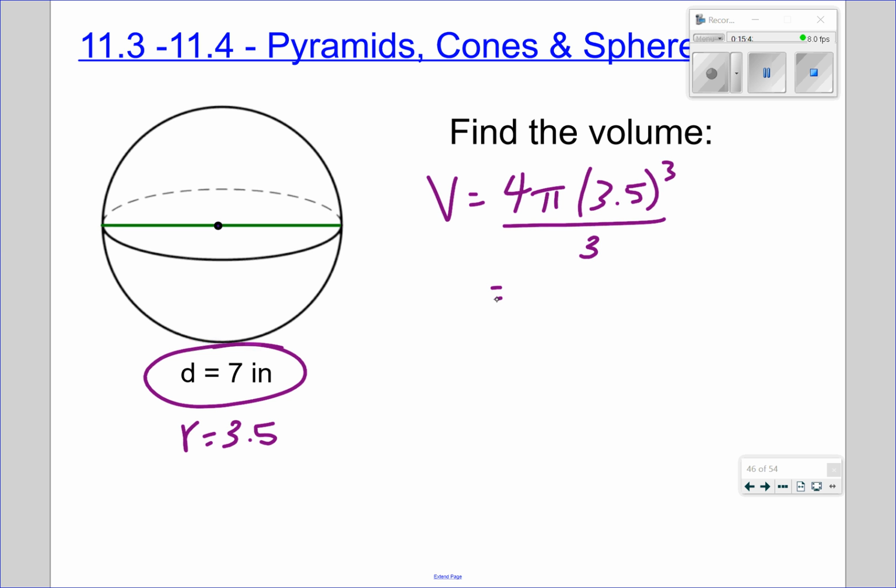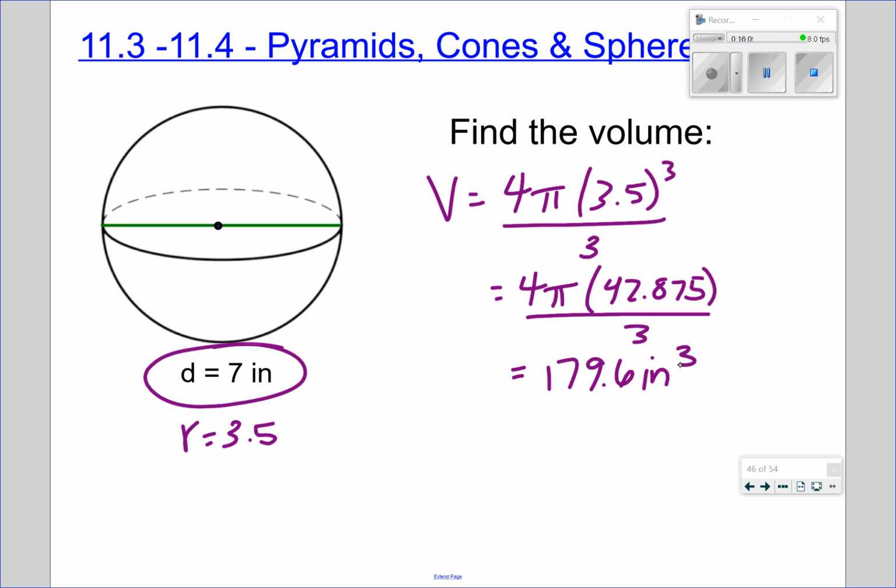This time, I like to take care of the cubed first, just so I don't mess it up. This would be 4 times pi times, and don't round this number, keep this as exact as possible. Some of you will just put it straight into your calculator, that's fine. But 3.5 cubed is actually 42.875. Then you can put all this in your calculator and divide by 3 at the end, and you get 179.6 cubic inches.